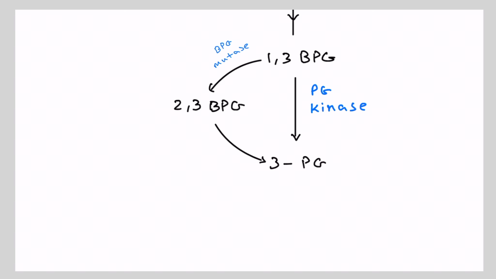So the enzyme that is doing this is going to be called 2,3-bisphosphoglycerate phosphatase. Let's write it here. It's going to be called 2,3-BPG phosphatase because it's removing a phosphate group.